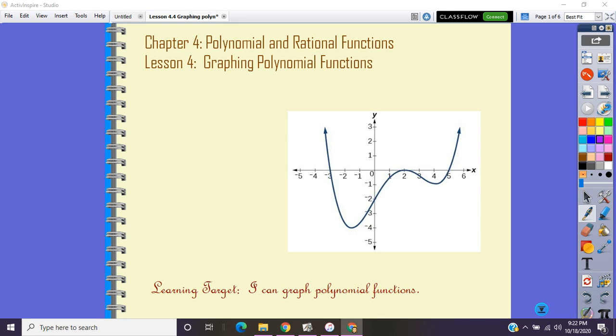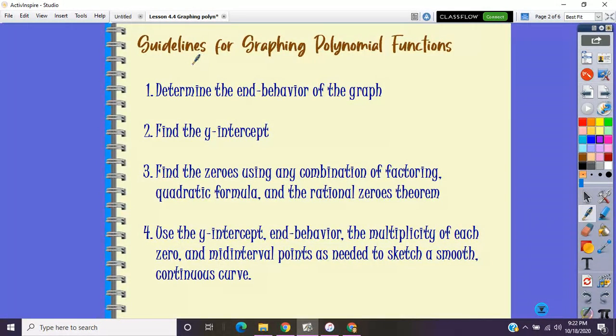Let's talk about graphing polynomial functions. We are going to be using the zeros of the function, the end behavior, the y-intercept, as well as finding some other points to kind of round out, but we'll be doing a bunch of graphing today. Here are a few guidelines to remember as you're going through and graphing.